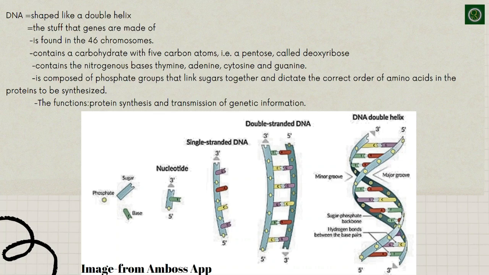This acid contains a carbohydrate with 5 carbon atoms, which is a pentose, called deoxyribose, and contains the nitrogenous bases thymine, adenine, cytosine, and guanine. DNA is composed of phosphate groups that link sugars together and dictate the correct order of amino acids in the protein to be synthesized. The functions of DNA are protein synthesis and transmission of genetic information.